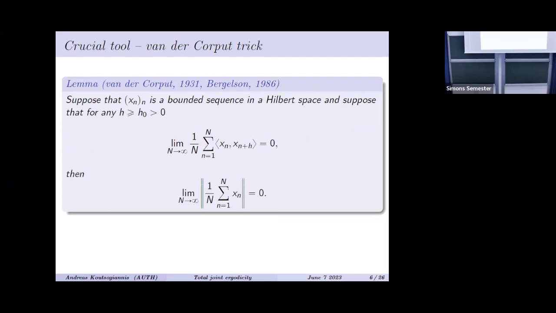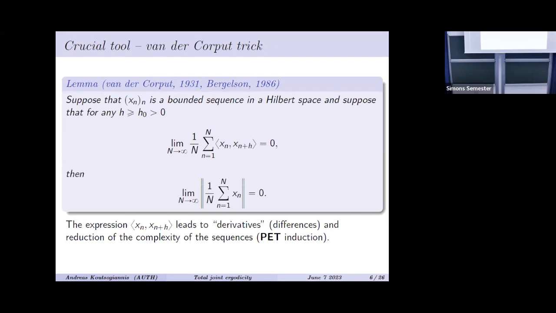As Sohail informed us, we have this reformulation of the van der Corput trick by Bergelson. If you know that the Cesàro average of the inner product of x_{n+h} and x_n, where x_n is a bounded sequence in a Hilbert space H, converges to 0, which leads to discrete derivatives, you have differences. Then you have convergence of the Cesàro average in norm. And then you use PET induction, as Sebastian mentioned. This is the only tool that we have to reduce complexity in the class of functions that we care about, polynomials, Hardy field functions, exactly because this class of functions is closed under differentiation.